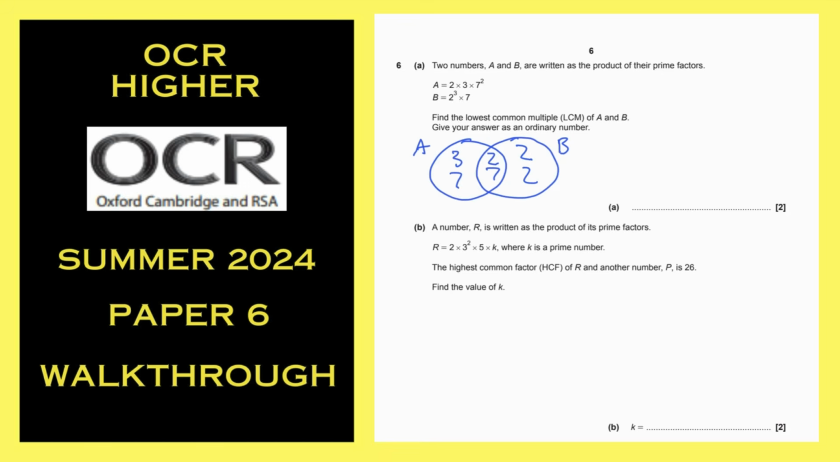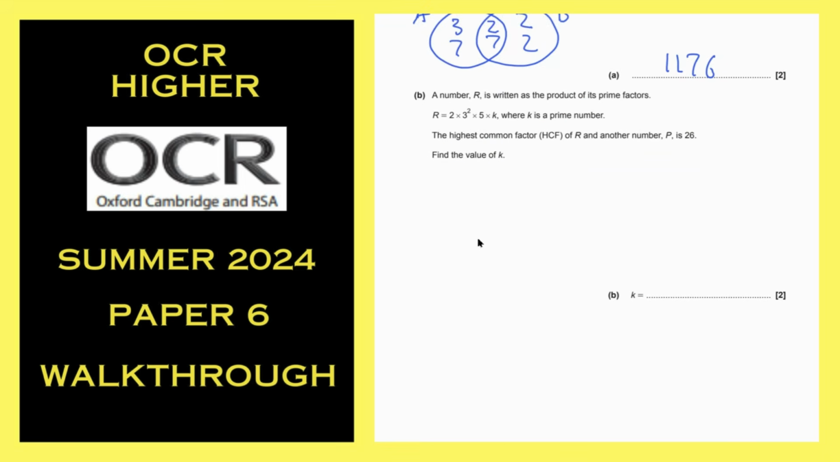And if you wanted the HCF, it's 14 because you multiply the numbers in the middle. We want the LCM, so you times the whole lot. Calcs at the ready. 1,176. Part B, another example that it looks hard once you get the gist of it.